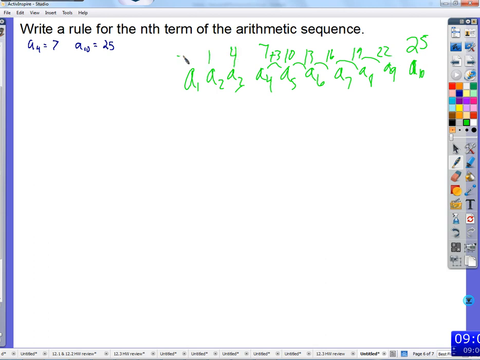By guess and check, Dakota, are you saying that you did 7 plus 5 and tried that a bunch of times to get to 25? Well, I got it the first try. Go ahead. We can establish, we know we're going to add something the same every time to get from a sub 4 to a sub 5, and from a sub 5 to a sub 6, and all the way to a sub 10. And 3 works. Okay, fine. Right.